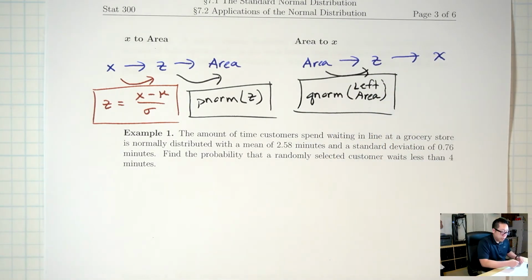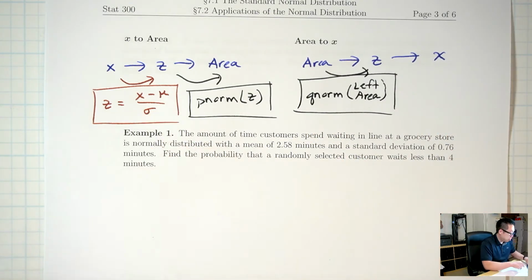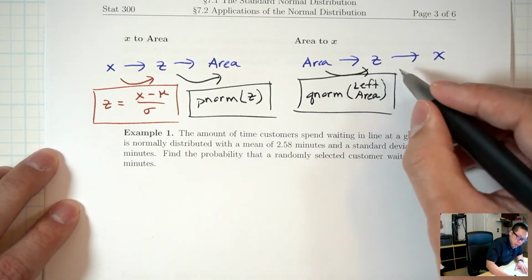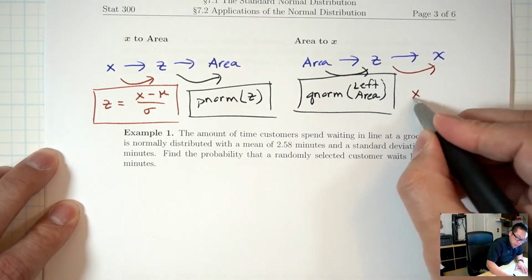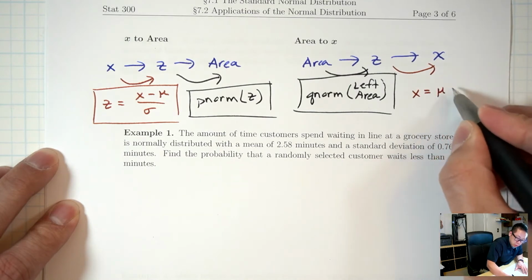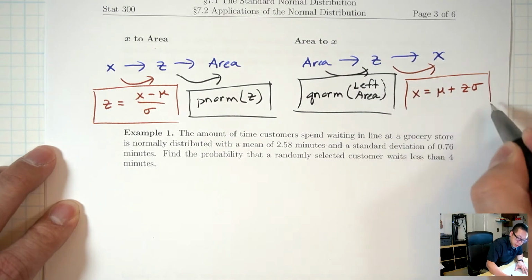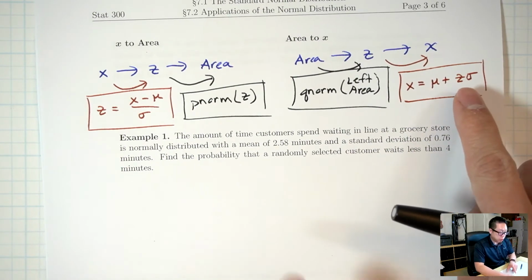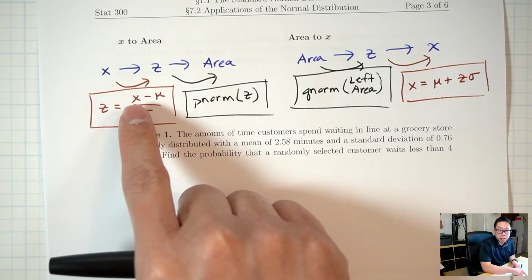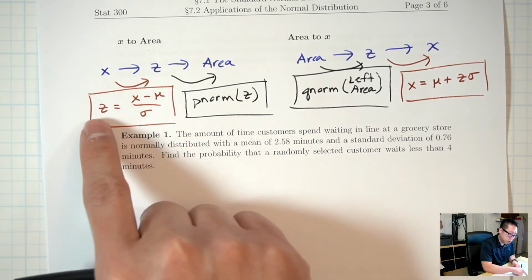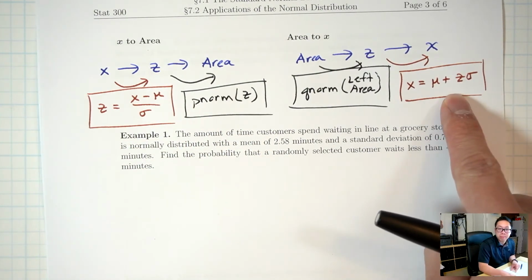And then from z to x, you're going to do the backwards version of the z-score formula. I'm going to write it down here, and I'll explain where it comes from. The backwards version from z to x is going to be x = mu plus z times the standard deviation. This is really just the inverse version of the z-score formula. All you do is algebra to get the x by itself: multiply the sigma over, and then add the mu over, and you'll get this equation.